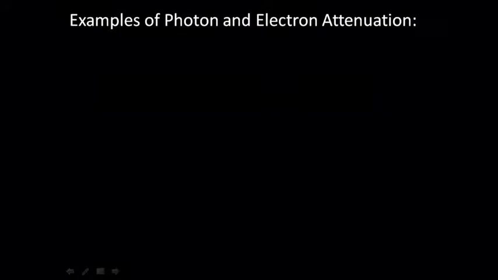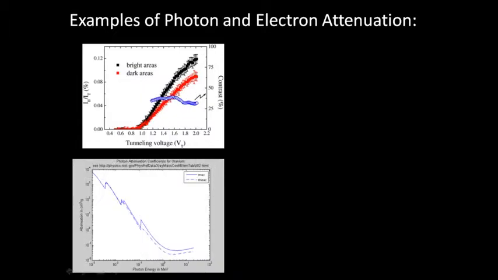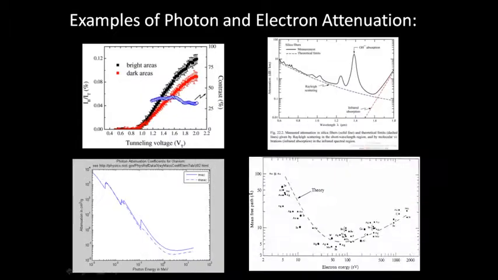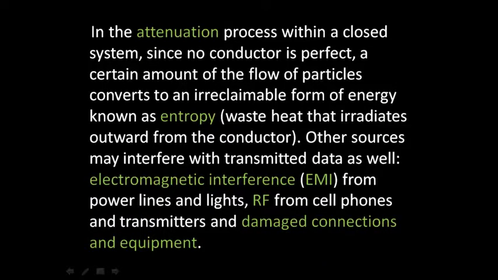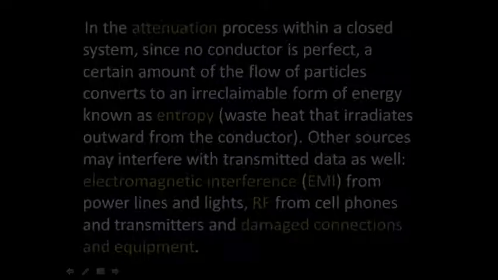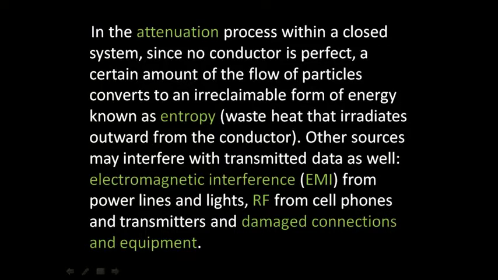Here are some examples of photon and electron attenuation. In the attenuation process within a closed system, since no conductor is perfect, a certain amount of the flow of particles converts to an irreclaimable form of energy known as entropy, which is waste heat that irradiates outward from the conductor. Other sources may interfere with transmitted data as well, such as electromagnetic interference or EMI from power lines and lights, RF from cell phones and transmitters, and damaged connections and equipment.